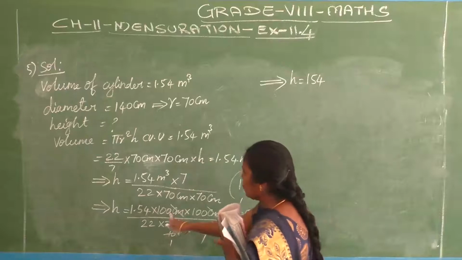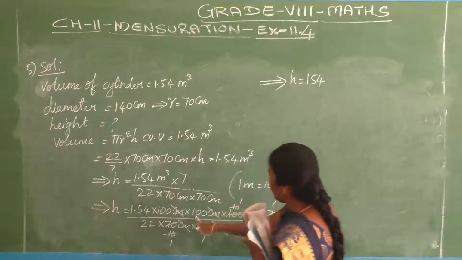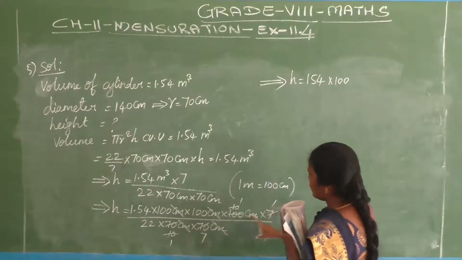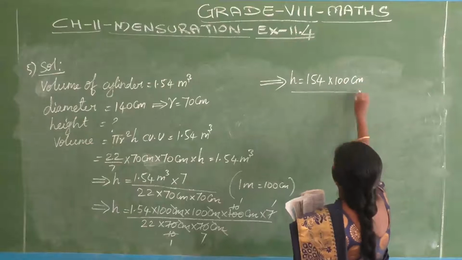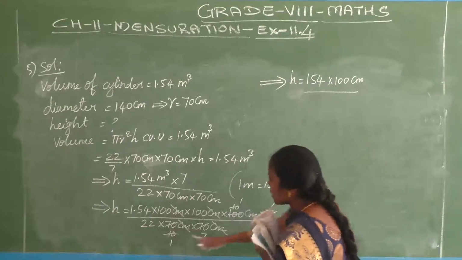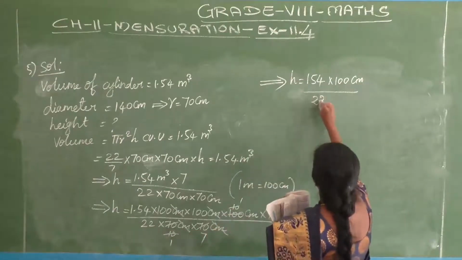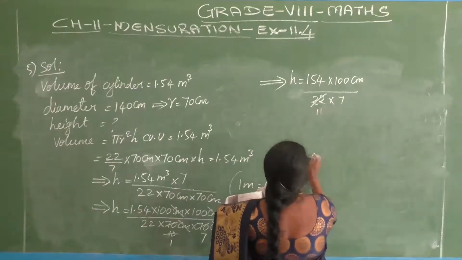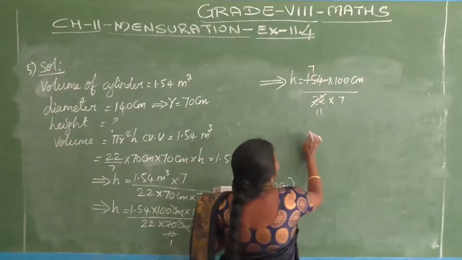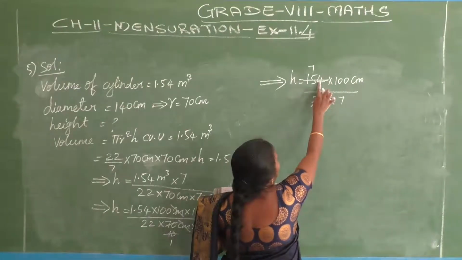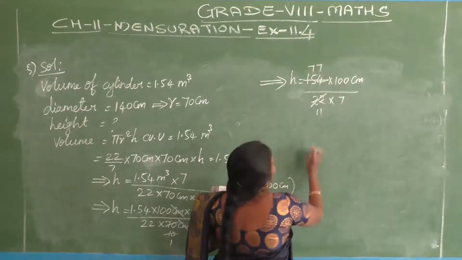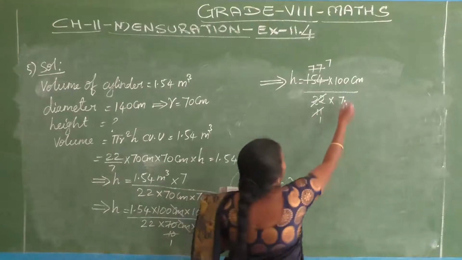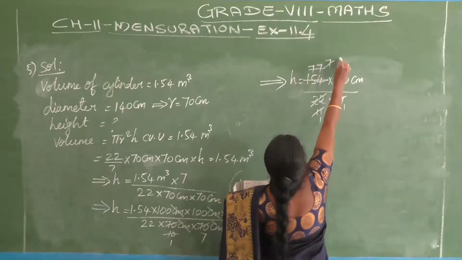154.0 over, which is remainder, into 100 centimeter into 100 centimeter by 22 into 7. Clear? Simplify. 11 2s are 22, 7 2s are 14, remainder 1, 14, 7 2s are 14. 1 11 is 11, 7 11s are 77. 1 7 is 7, 1 7 is 7.